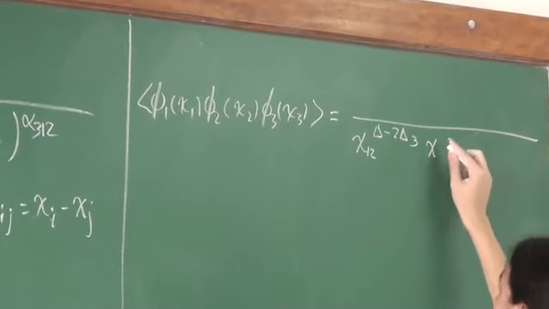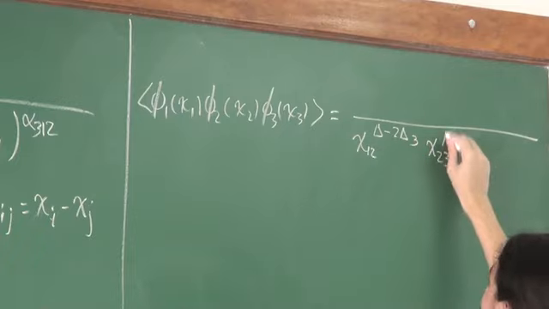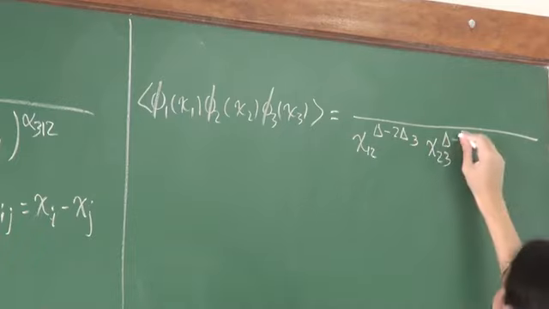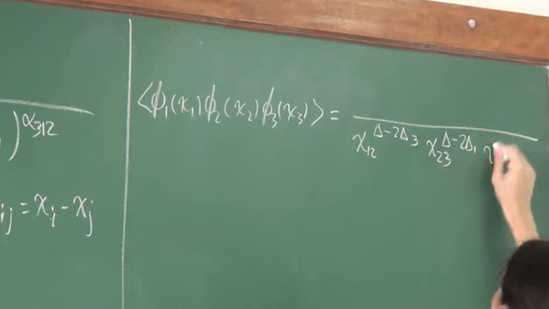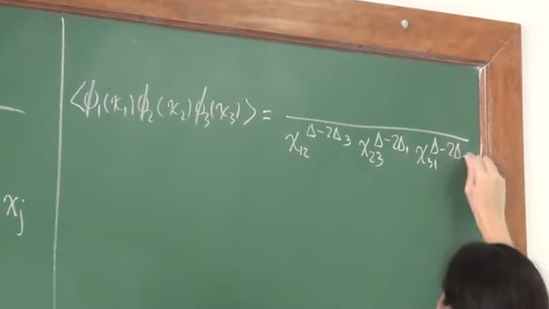Then if you do the same thing for 2, 3, you have delta minus 2 delta 1, and then x3, 1 you have delta minus 2 delta 2. Okay.